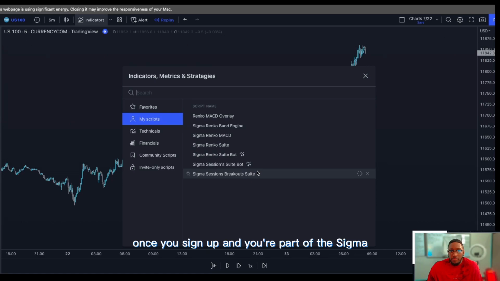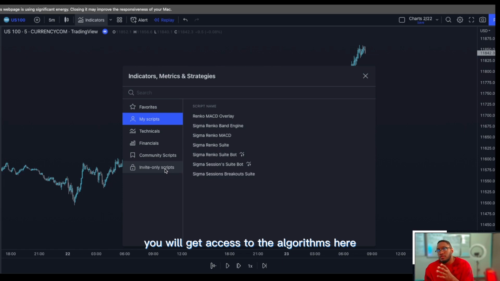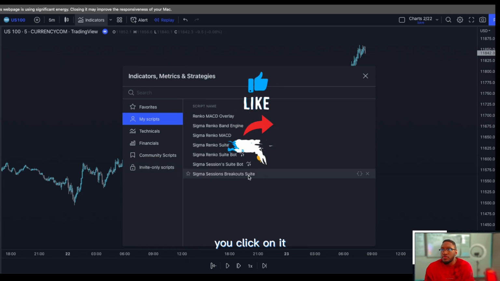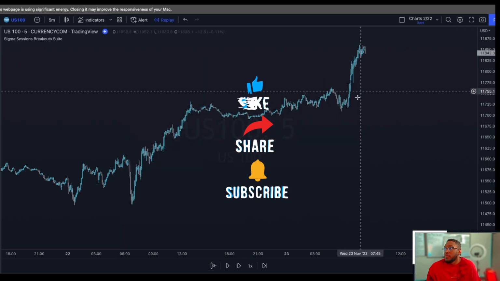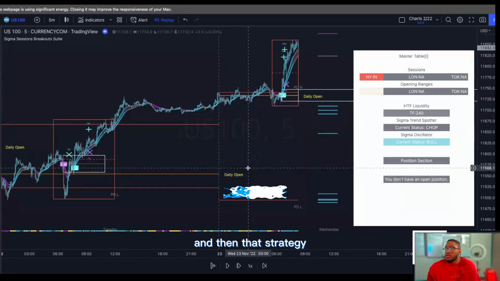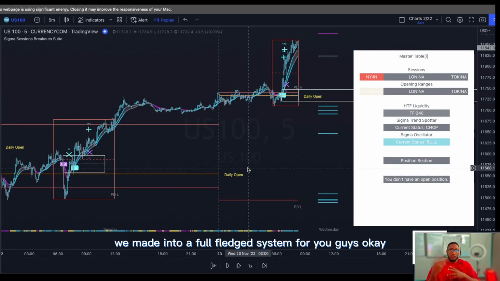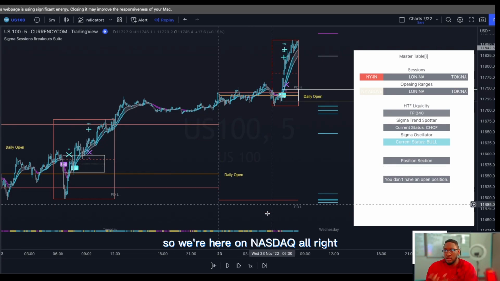Once you sign up and you're part of the Sigma Algo family, you will get access to the algorithms here in invite only scripts. You click on Sigma Algo Suite, right? So we press agree in all lowercase, you press apply. And then that strategy that we went over in the previous video, we made into a full-fledged system for you guys. Okay, so we're here on NASDAQ.